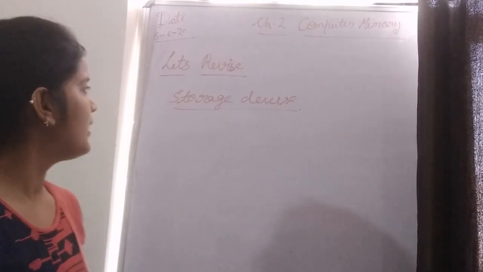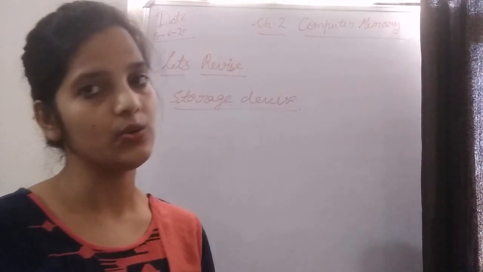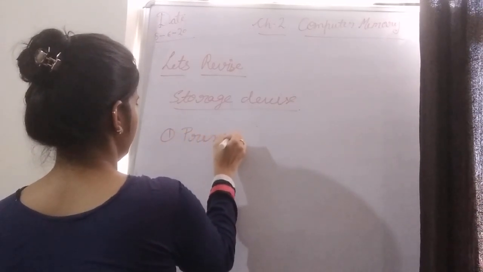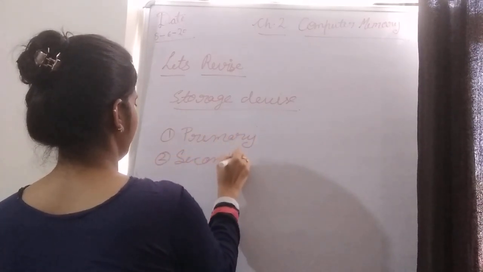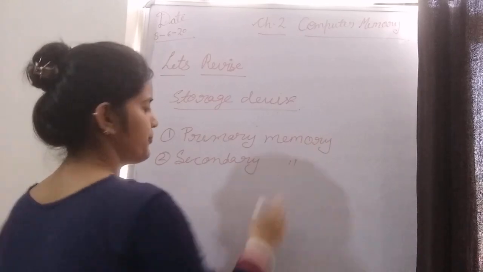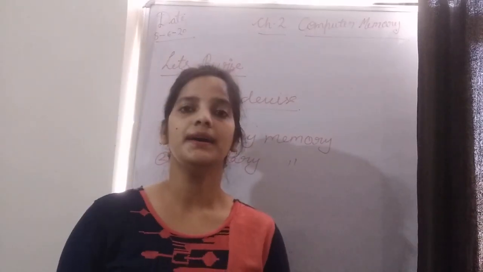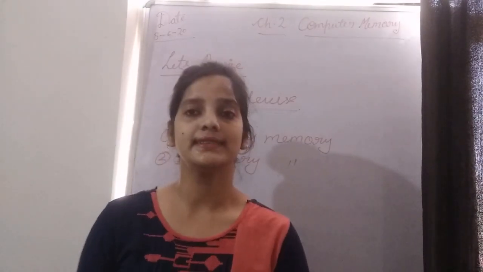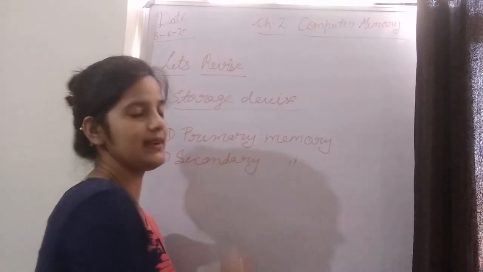Okay. Now memory. How many types of memory are there? There are two types of memory. One is the primary memory, and the second one is the secondary memory. So what is the primary memory? Primary memory is the main memory, and it can be directly accessed by the CPU.